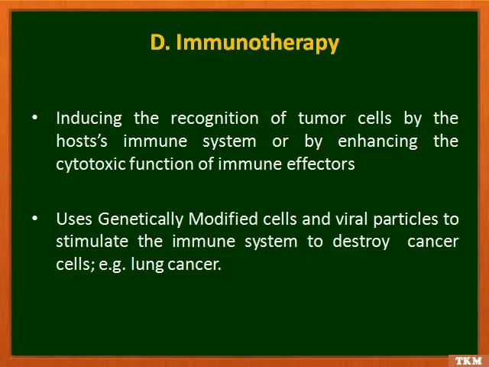Inducing the recognition of tumor cells by the host immune system, or enhancing the cytotoxic function of immune effectors. So what we are actually doing in immunotherapy is activating the host immune system so that it recognizes the tumor cells and kills them. Basically we use genetically modified cells and viral particles to stimulate the immune system to destroy cancer cells. One prominent use is lung cancer.